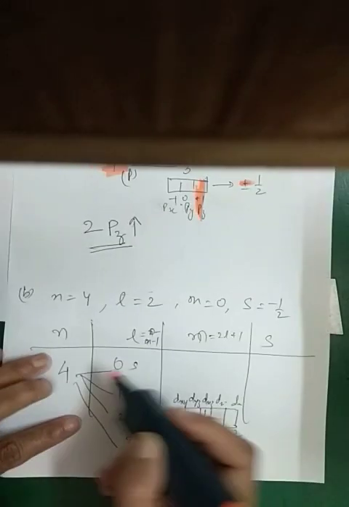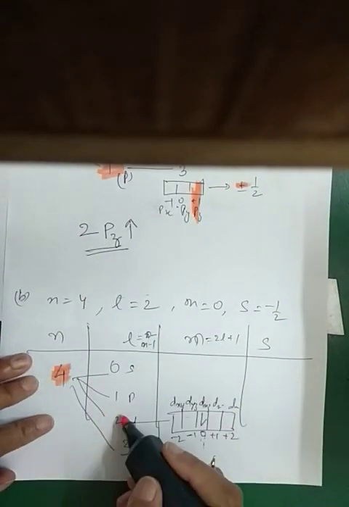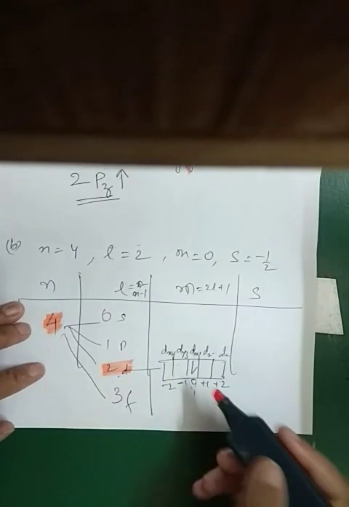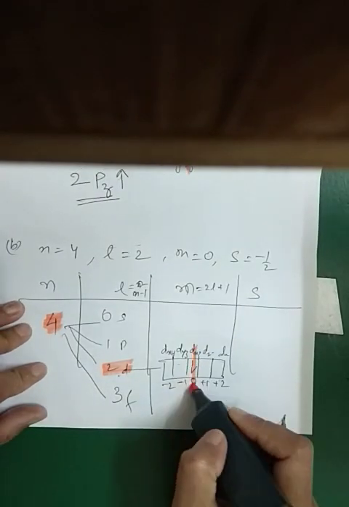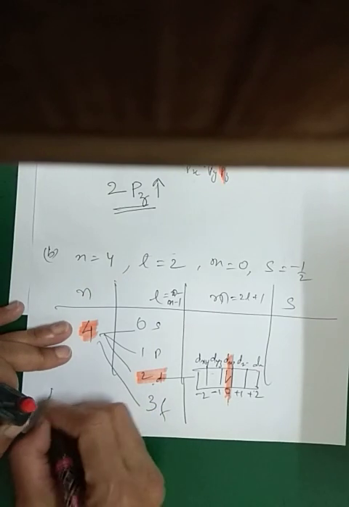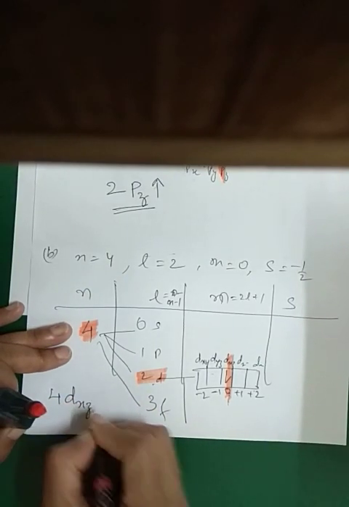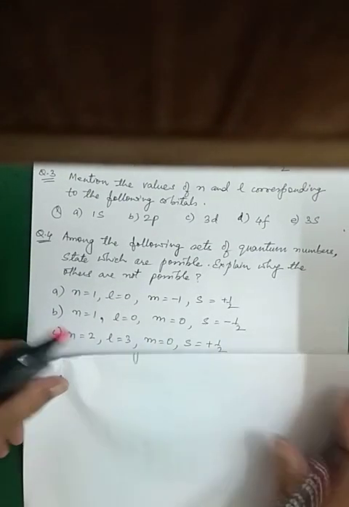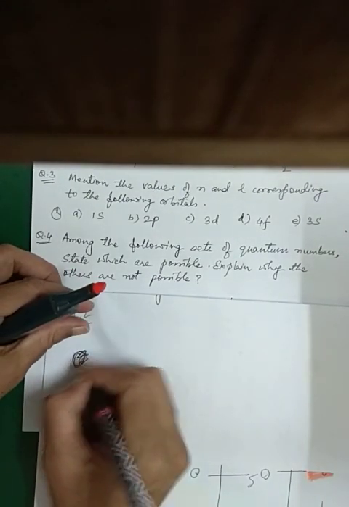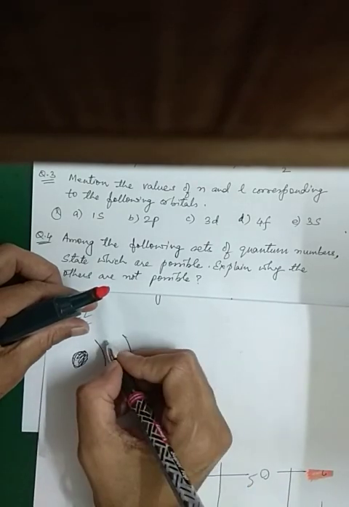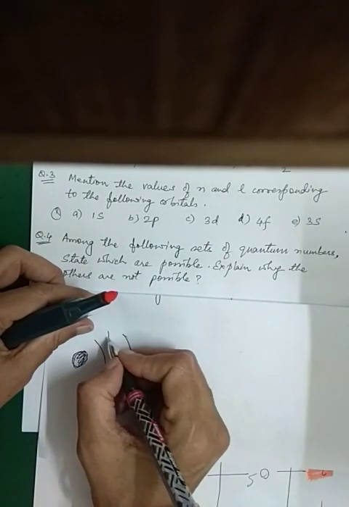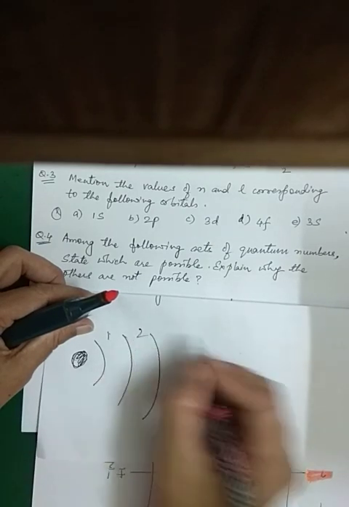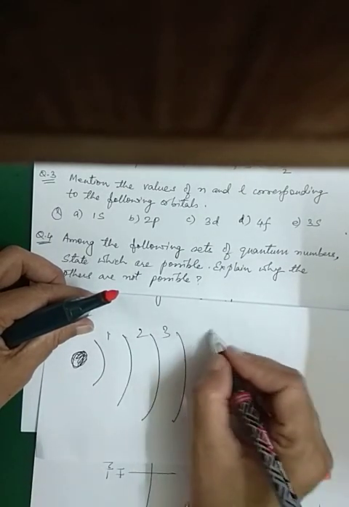That means what will it be? 4, l is 2, so 4dxz, this one. So it is 4dxz and it is anti-clockwise. That means in an atom, suppose I have to show this, what will it be? If this is my nucleus, this is my K shell, which is n is equal to 1, then n is equal to 2, then n is equal to 3 and n is equal to 4.